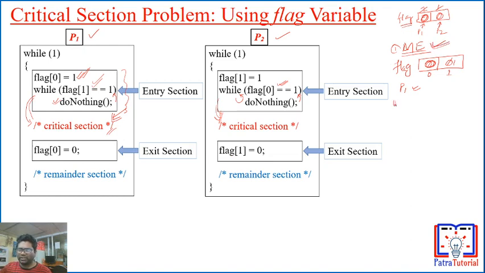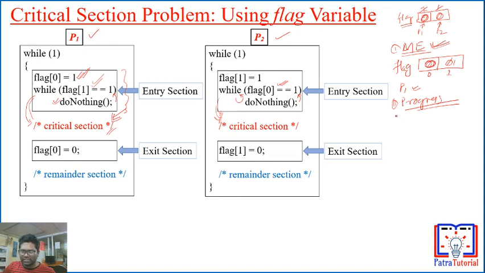But again we have to check the second one, that is progress. Let me check whether progress is satisfied or not. Progress means that if one process is not interested, it will not prevent the other process from getting into the critical section. Now suppose P2 is not interested. We have to check whether P1 can repeatedly enter the critical section or not.